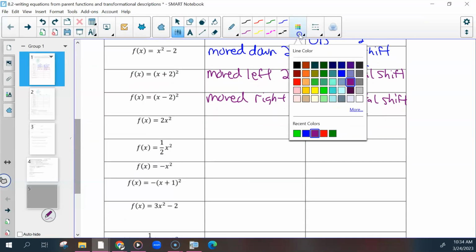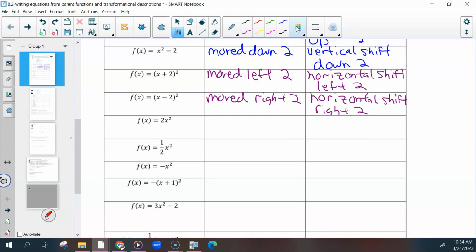Skinnier, narrower, either or. So the rule for that is a vertical stretch. It's stretching towards the y-axis, so it's getting narrower as it gets closer to the y-axis. You could say vertical stretch by 2 or vertical stretch by a factor of 2, either or.